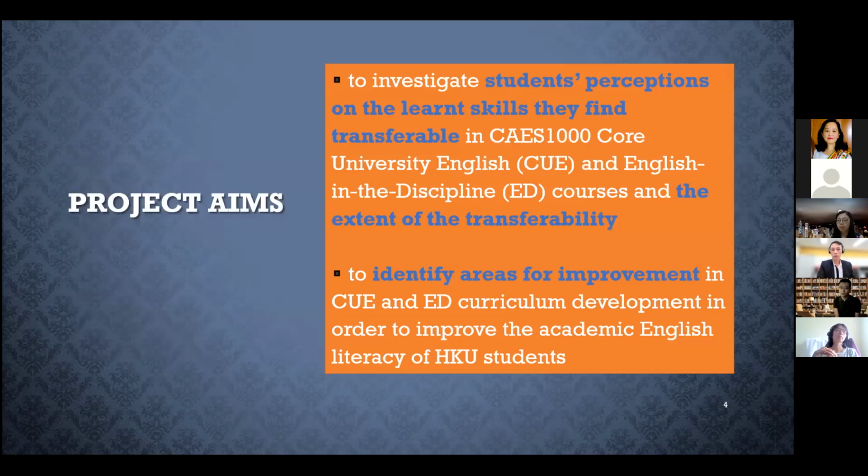For our project aim, basically, we want to investigate students' perception of the learned skills they find transferable in our CAES 1000 core university English course, which is a general academic English course, as well as the English in the Discipline courses, which are the specific academic purposes courses. Then we want to look at the extent of the transferability. The second point is we want to identify areas for improvement in our CUE and ED curriculum development in order to improve the academic English literacy of our students in Hong Kong U.